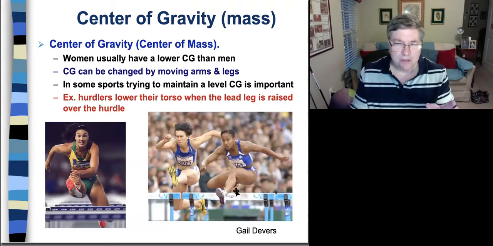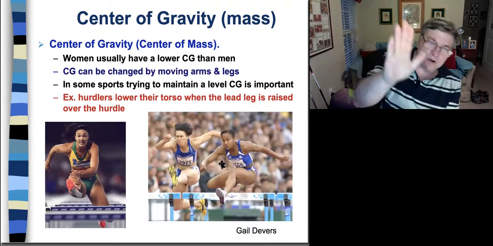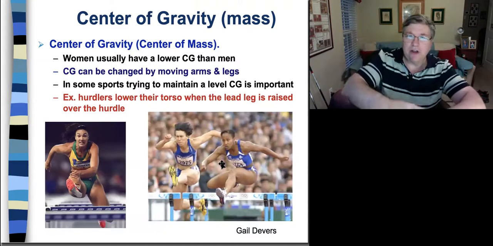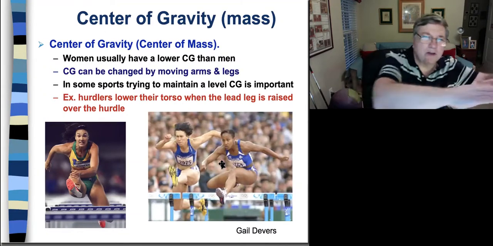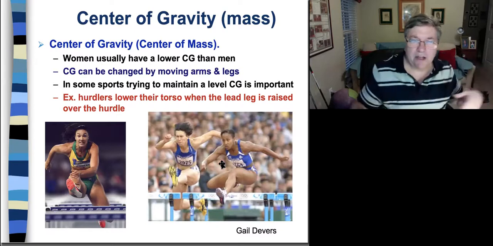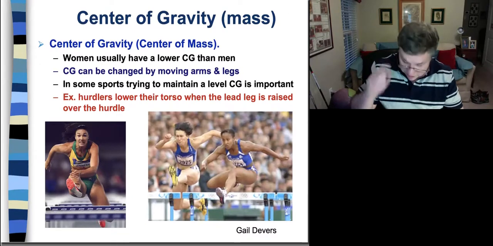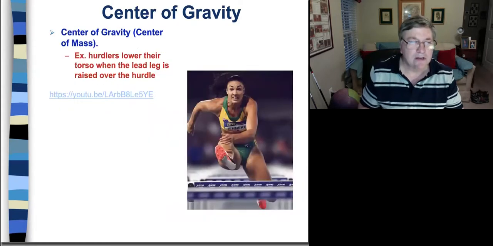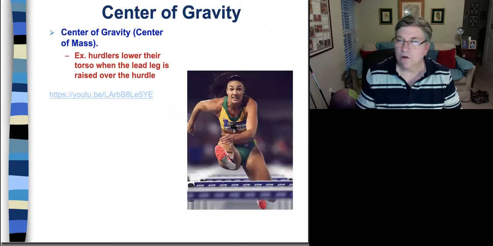So what they do is, notice when the leg goes up, the torso goes down. As the torso goes down, it keeps that center of gravity from lifting. That means they can clear the hurdle and maintain their center of gravity or center of mass. That makes a big difference. So here we see that leg going up and then the torso going down.